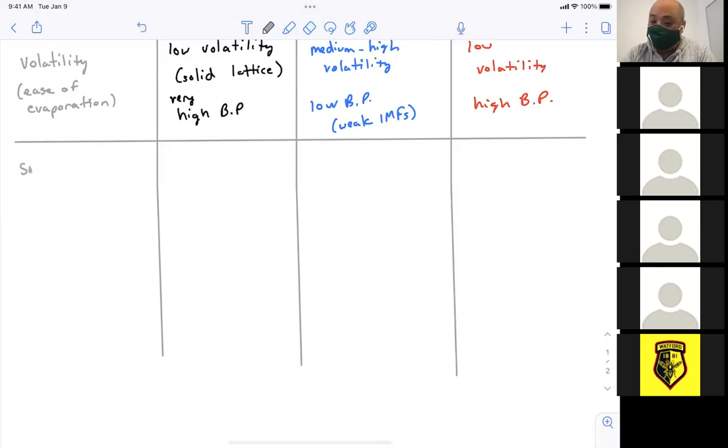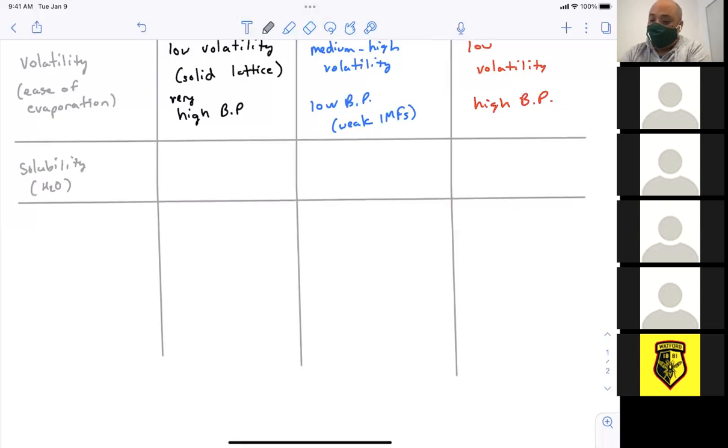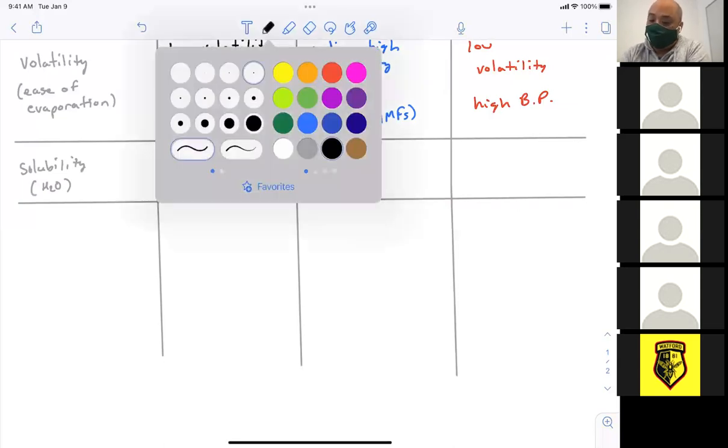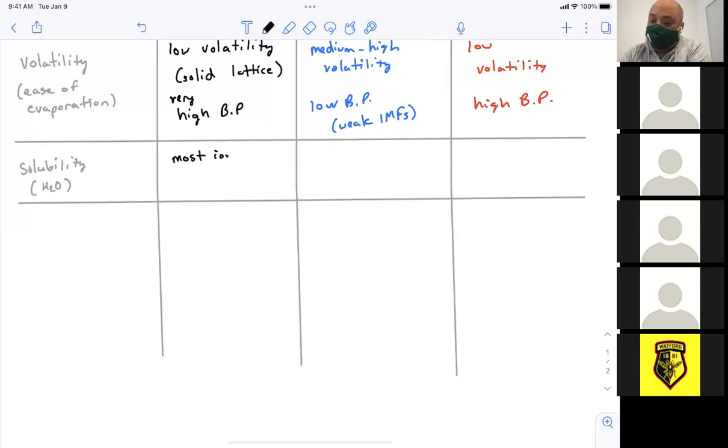Okay. Solubility. Usually what we mean here is with water. With solubility here, most ionic compounds are soluble. Yes, there are a few that are not, but in IB, you don't need to know solubility rules. You don't need to know which ones are soluble or not. But we're going to assume that the ionic compounds we deal with here are soluble, unless otherwise stated.